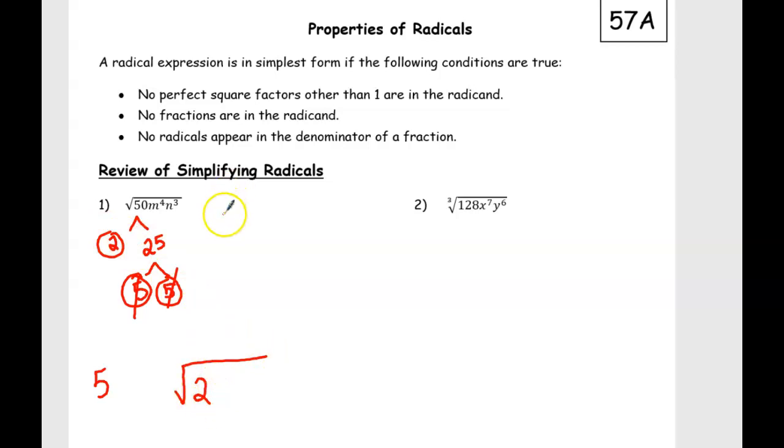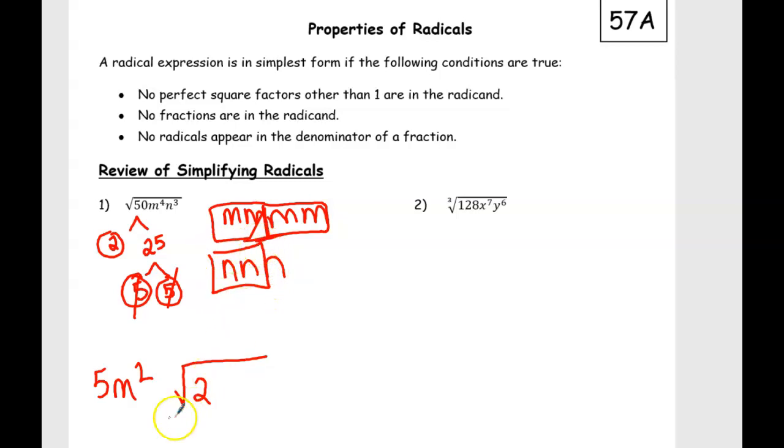Now with my variables, if I have 4 m's and I want to put it in groups of 2, that means that I have 2 groups of 2, so my m would be to the 2nd power. And then I don't have anything left over, so nothing would go in as the radicand. Now with n to the 3rd, I actually have 1 group of 2 n's with 1 left over. So that would be my solution there.